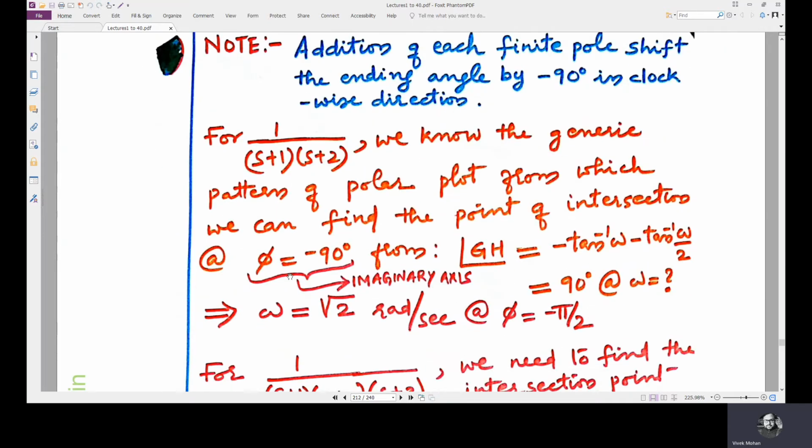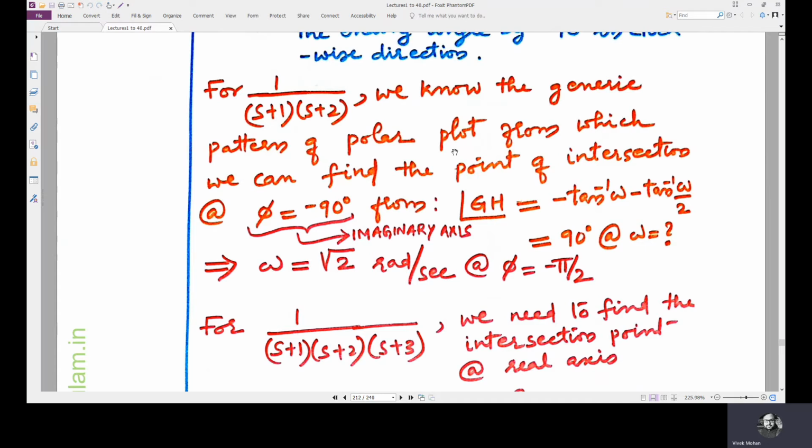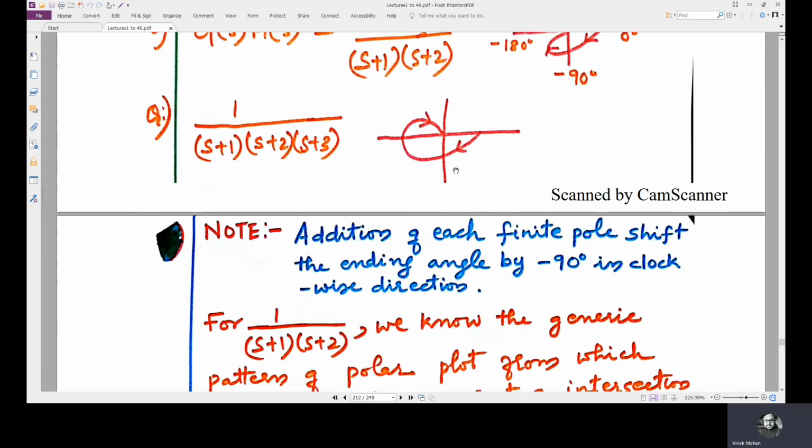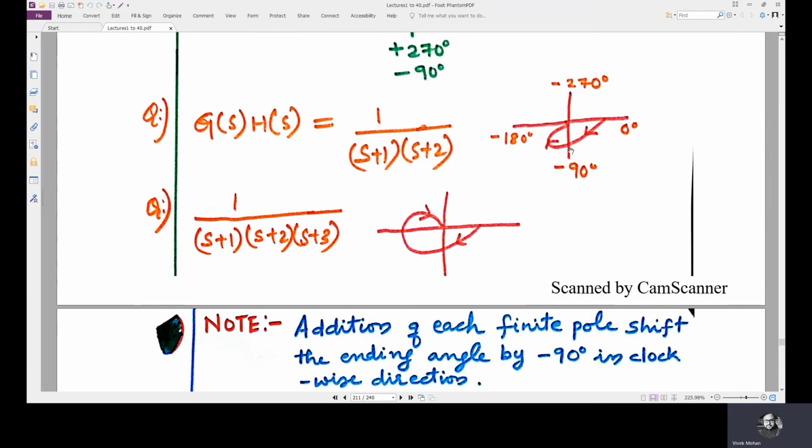Now to find the point of intersection, phi equals minus 90 degree, you apply phi equals minus 90 degree in the expression for angle. Angle of GH we know, right? Angle of GH is minus tan inverse omega minus tan inverse omega by 2. At phi equals minus 90 degree, we get omega as root 2 radians per second, because for angle GH we substitute minus 90 degree, then we evaluate omega. So now with this omega you evaluate the magnitude. When you evaluate the magnitude for this particular omega, you will get the intersection point at the minus 90 degree point.